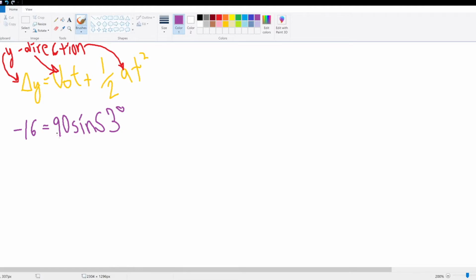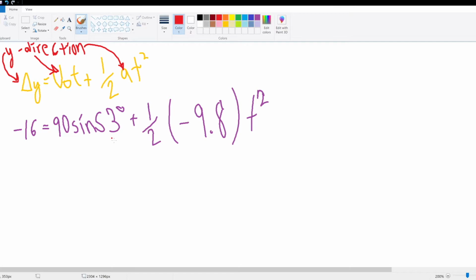So our v initial y is 90 sine of 53 degrees, or speed times sine theta, and then we're going to add that to 1/2 times negative 9.8 times t squared. Let's simplify this a little. So we can keep this as is.